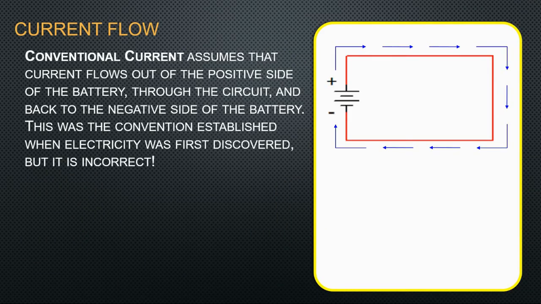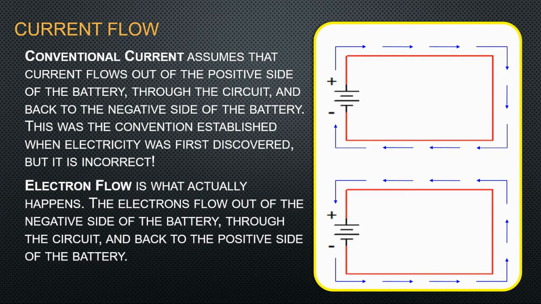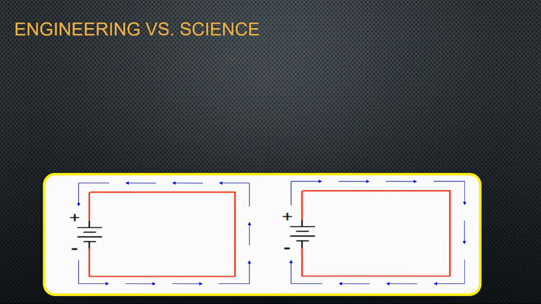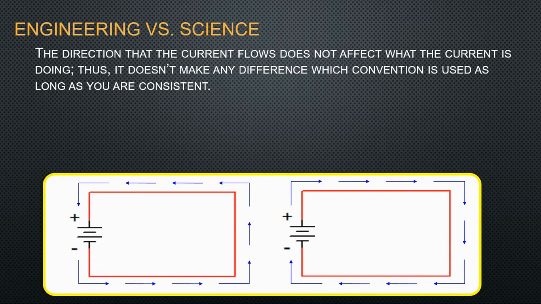Originally, it was assumed that current flowed from the positive side of the battery through the circuit and into the negative side. But this isn't actually what's happening. The negative side of a battery has a surplus of electrons. Those electrons actually flow from the negative end of the battery through the circuit and into the positive end of the battery. The truth is, it doesn't matter which way the current is flowing.